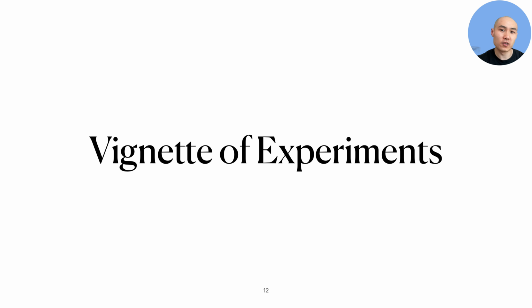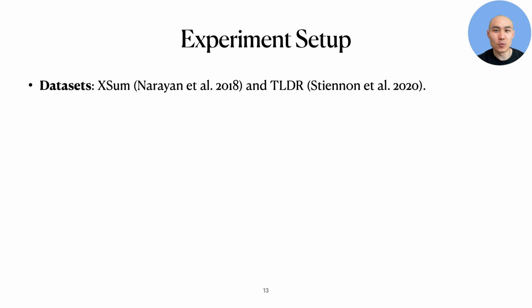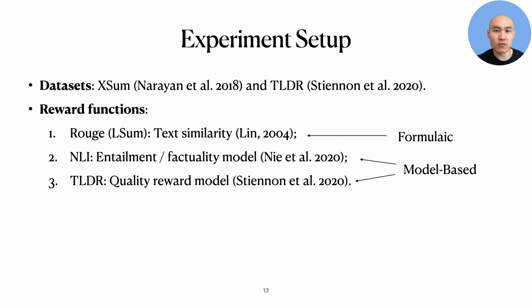Next, I will show a brief vignette of experiments, since that's all I have time for. We consider 2 summarization datasets and 3 reward functions. The first reward is Rouge, which measures text similarity between the generations and the ground truth summary. The second is NLI, which is a reward model that measures entailment and factuality. And third, we have a model called TLDR, which measures the quality of the summary based on the TLDR dataset.